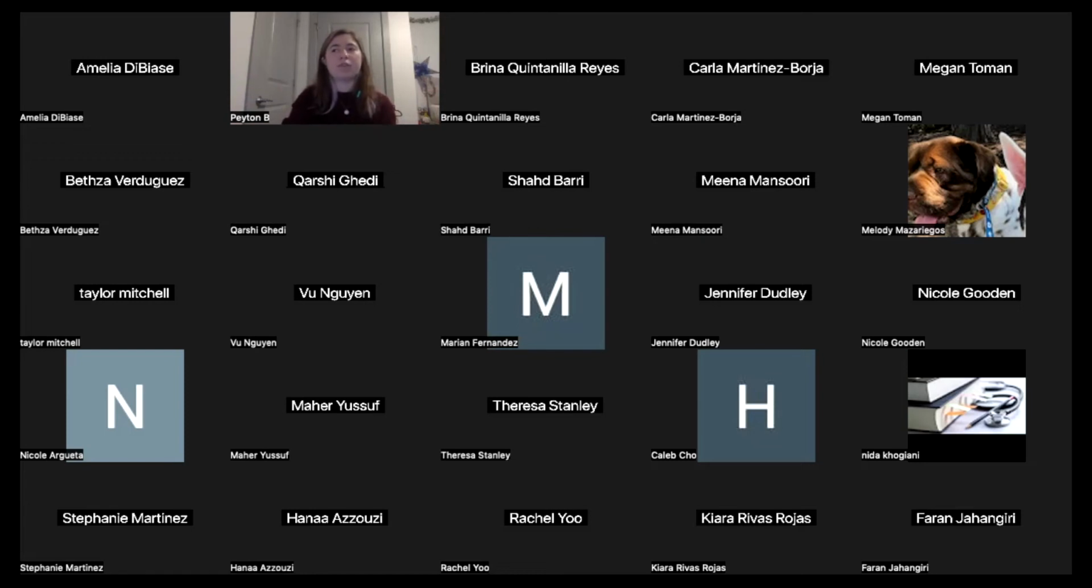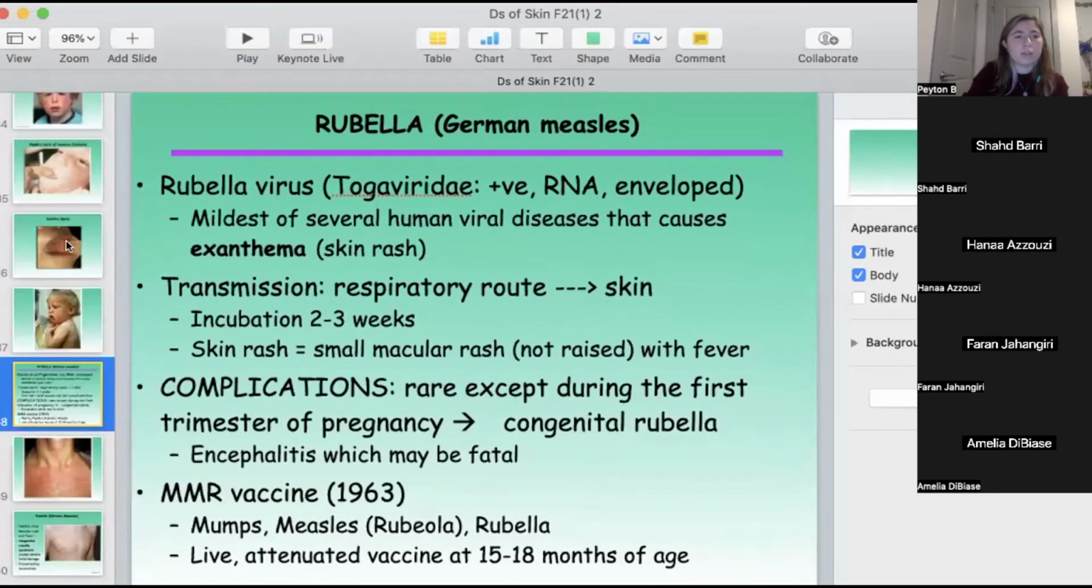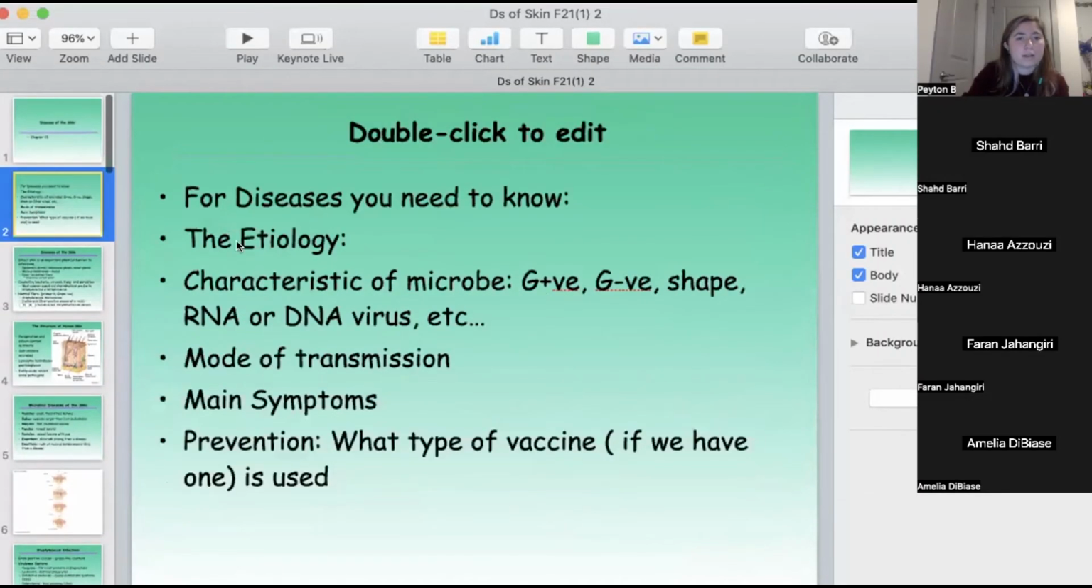If you just spend a bit of time with it, there's also a very helpful thing on the first slide of the disease of the skin unit. Let me see if I can find it and share it. It says exactly what you need to know for each disease. I'm going to share my screen real quick. So, what you need to know for each disease.